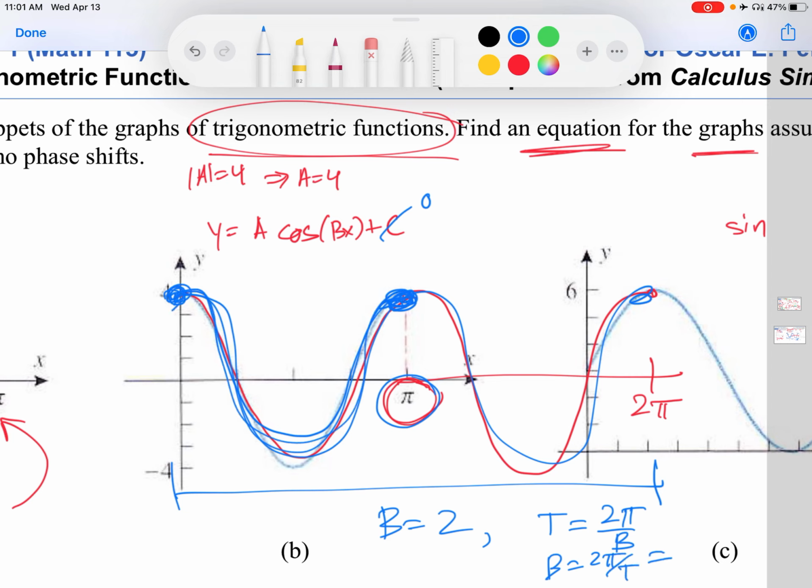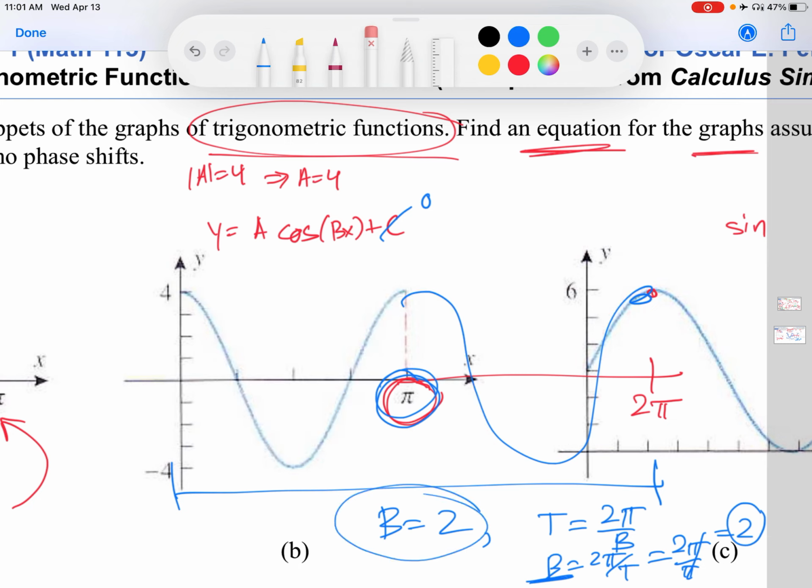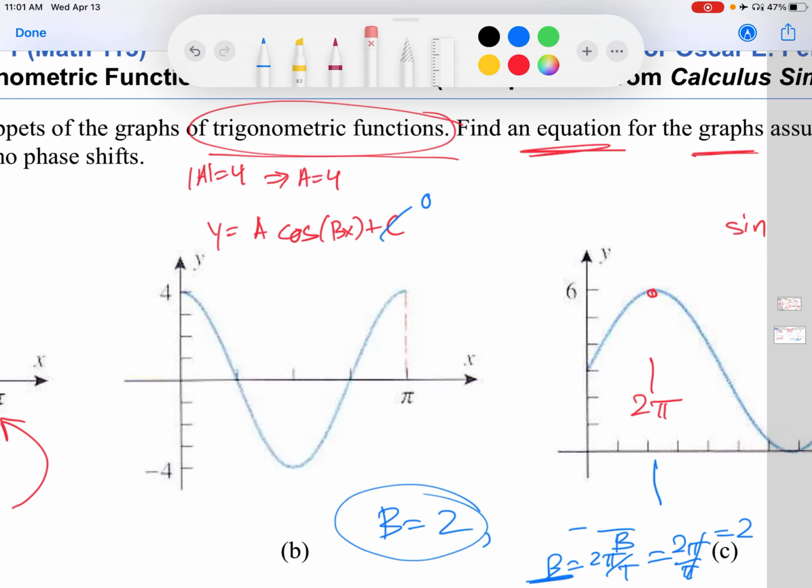One full cycle took pi units, that's the period. 2 pi over pi gives us the same 2 for b that we just got over here. Okay, so conclusion, b equals 2, after all those different ways you could do it.